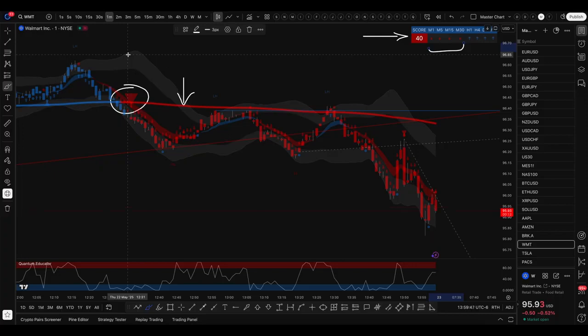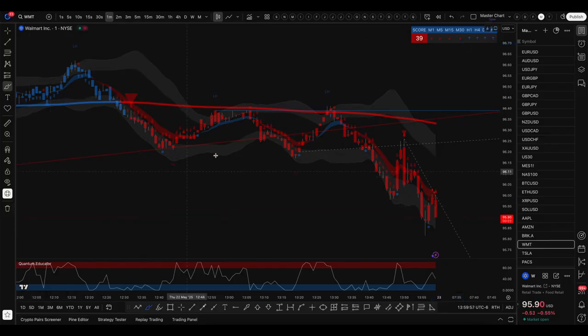In this specific example, we'll show you one of our favorite types of entries that we can utilize with the quantum scanner. When we have a downward directional bias, we then look for price to push into the upper volatility gray band, which you can see here. For buys, we do the opposite. We look for price to go into the lower gray volatility band.